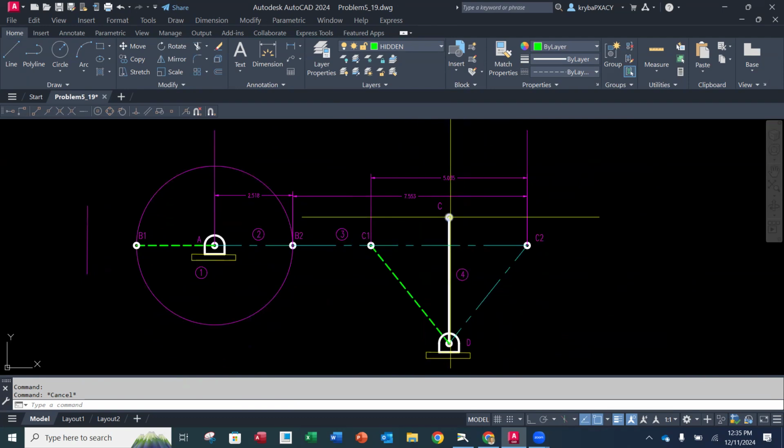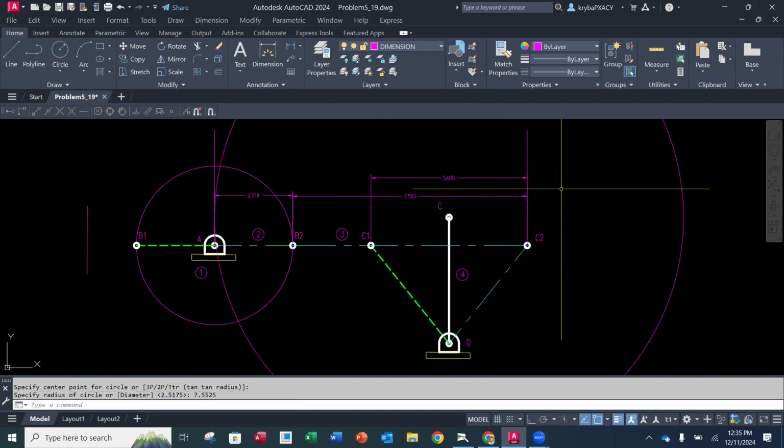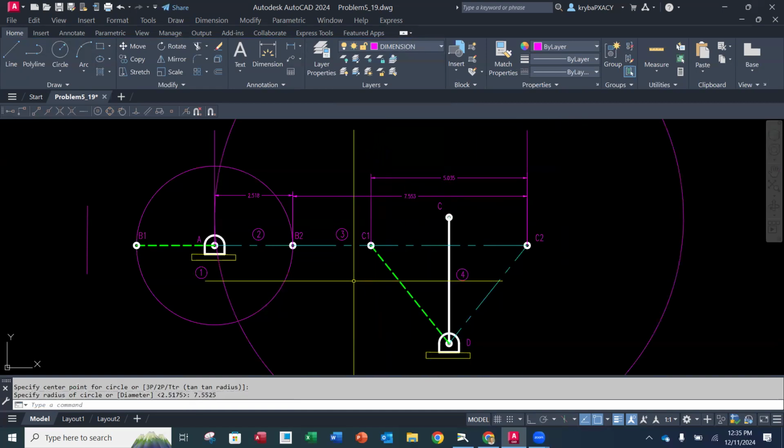Now, you'll notice that we have the C sitting up here, right? So what we're going to do is take that length of link number 3, which we know to be 7.5525, and we're going to strike an arc so that we can get the position of where it would be here. So this is going to be a radius of 7.5525. So this is the length of link 3.